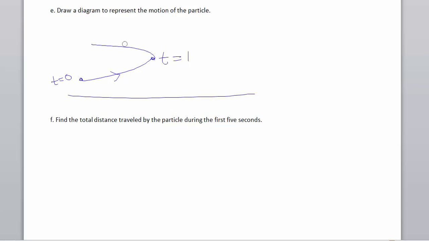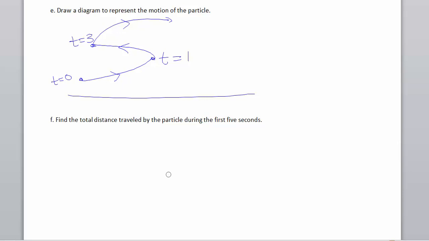Now I don't know how far I'm going yet. So this is time is 3. And then I'm going forward again. This just shows a quick visual that the particle goes forward for 1 second, backward for 2 seconds, and then forward again. I have not calculated distance yet. I'm going to show you how to do that next.